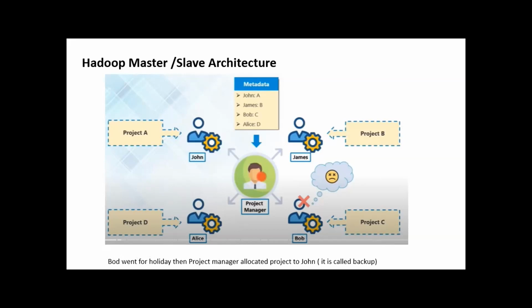How do we tackle that? Because if Bob is taking a holiday, the manager will not do the job. Got the point? Now, what does this manager say? Let's give Bob's project C to John. Project C will be given to John, who is doing project A. But John will say, you're giving me a project, I am already working on project A. I am not able to manage project C.